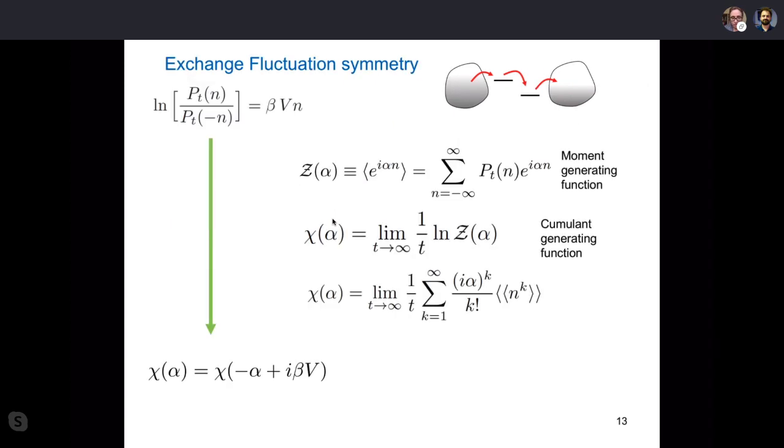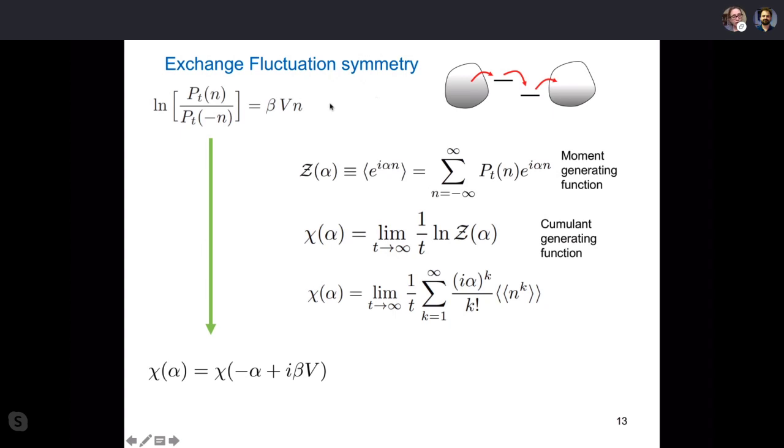So where do they come from? Let me quickly tell you, if you are not familiar with this argument, these relationships can be derived from the exchange fluctuation symmetry. So here is our setup, and based on the initial conditions and the reversibility of the Hamiltonian dynamics, we satisfy the exchange fluctuation symmetry. So what is written here, N, is the number of electrons that are exchanged within a certain time interval, T. So the probability to transfer N electrons against the bias voltage is exponentially suppressed. That's what this relationship tells us.